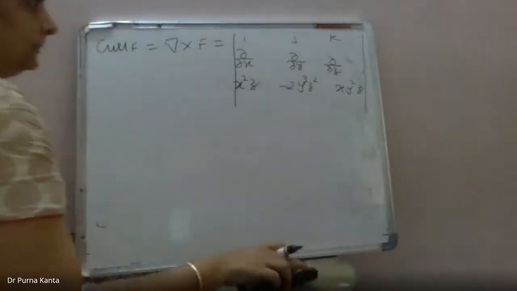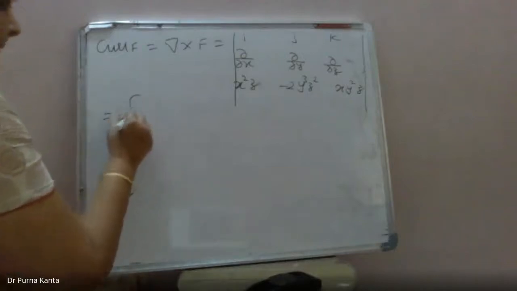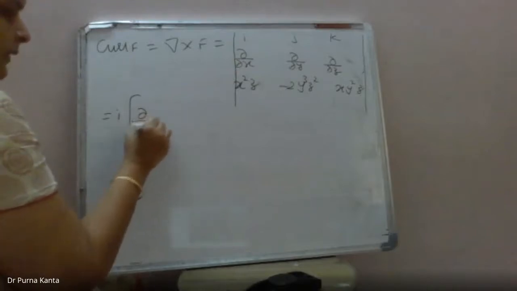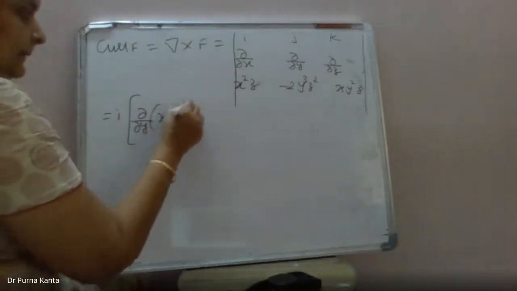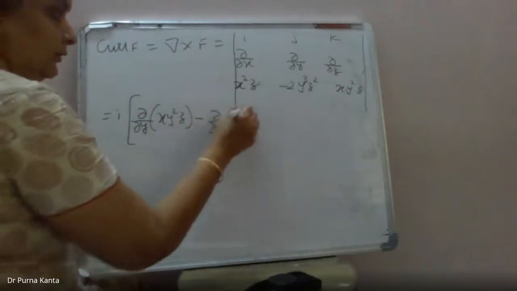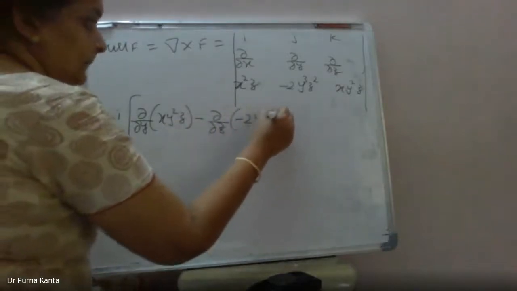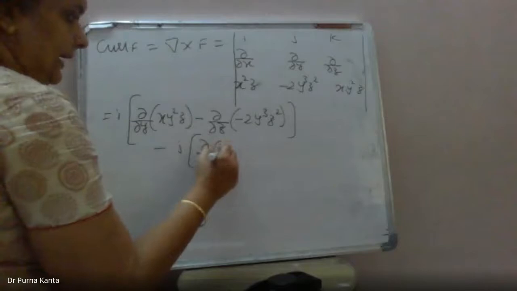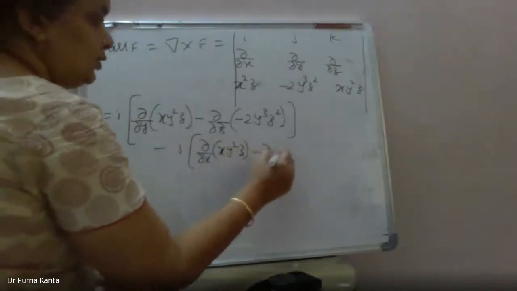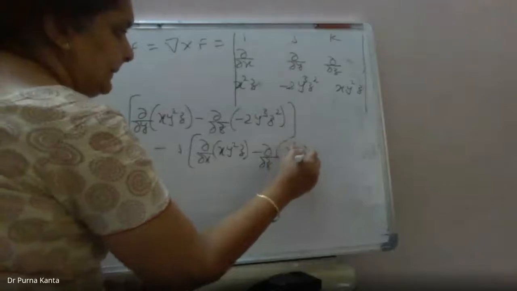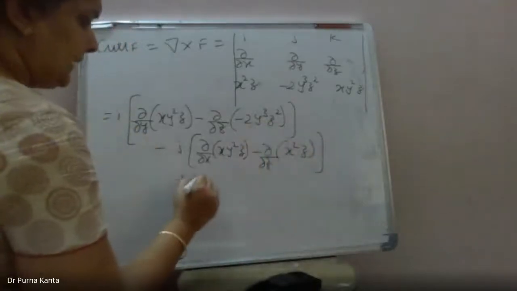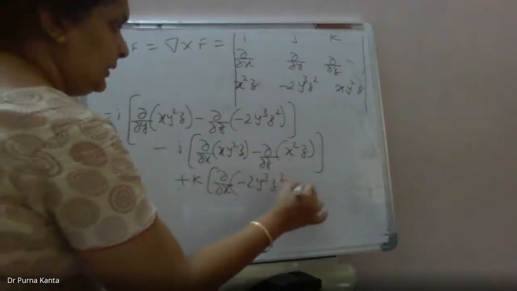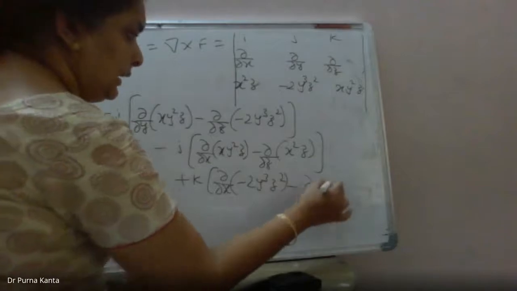So expand it in that form, which is equal to i times dou by dou y of xy square z minus dou by dou z of minus 2 y cube z square, minus j times dou by dou x of xy square z minus dou by dou z of x square z, plus k times dou by dou x of minus 2 y cube z square minus dou by dou y of x square z.